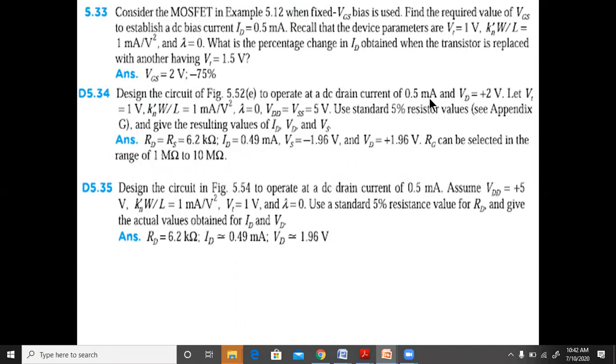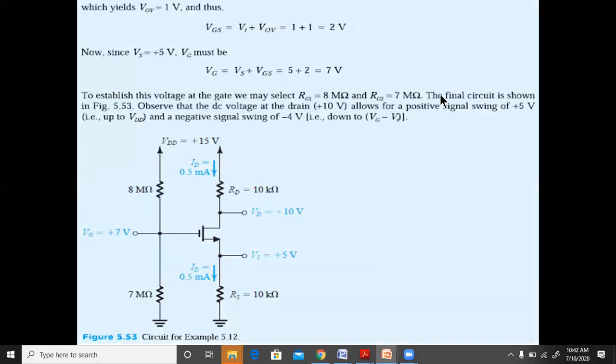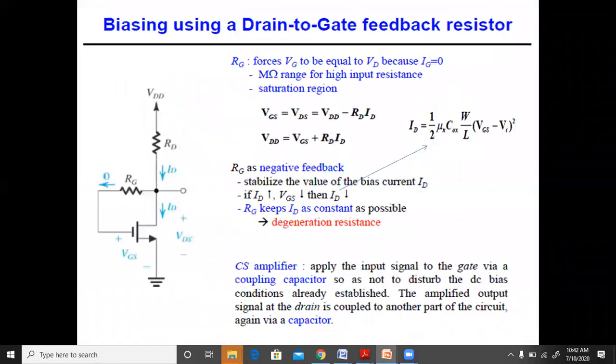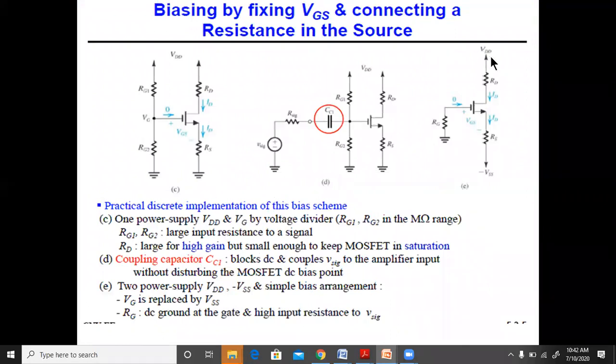So for this value of 0.5 milliamperes, if we go back to that, right? So RD is equal to this voltage VDD minus VD. VD is 2 volts, 5 minus 2 divided by ID. RD is equal to VDD minus VD divided by ID. So ID is 0.5 milliamperes. 5 minus 2 divided by 0.5 will give us RD equal to 6 kilo ohms.